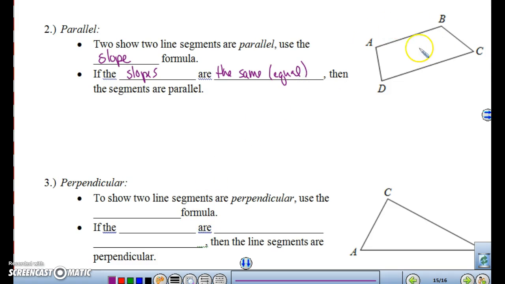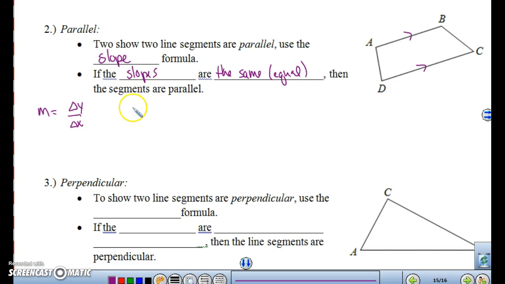All right, so in our picture here, if we wanted to prove that two segments are parallel, it kind of looks like AB and CD. The symbol for parallel is a little arrow symbol like that. That means parallel, not congruent. So we would have to use the slope formula. The slope formula, remember, is delta y over delta x, or y2 minus y1 over x2 minus x1.